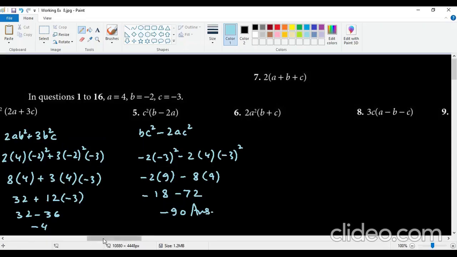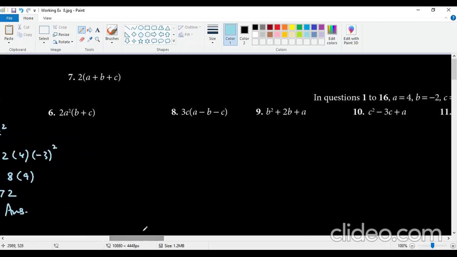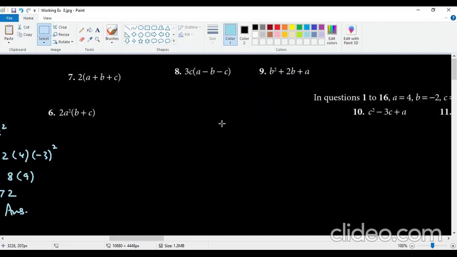For question number 6, I am going to place these two a little up here. Question number 6 comes here, and then comes question number 7.